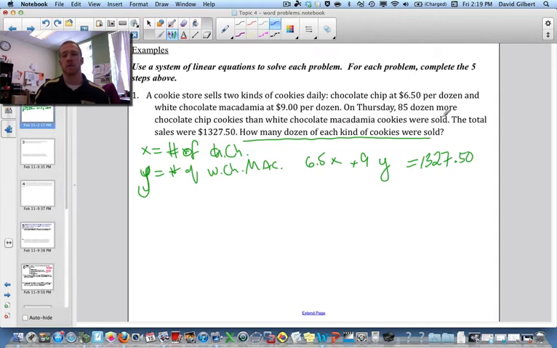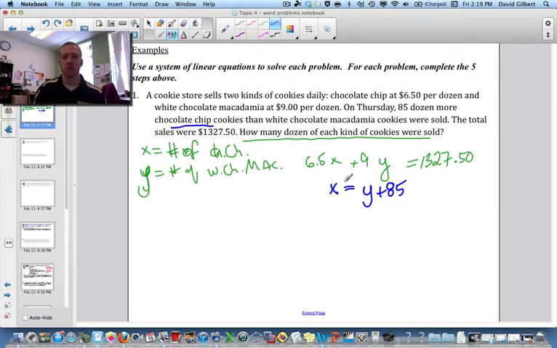Now here, this will mess kids up sometimes, but it says 85 dozen more chocolate chip were sold than white. So which is a bigger number, chocolate chip or the white chocolate? It says there were more chocolate chips, so that's the bigger number. That means x, the chocolate chip, is bigger than the y. So you have to add the 85 to the y to get the bigger number x.